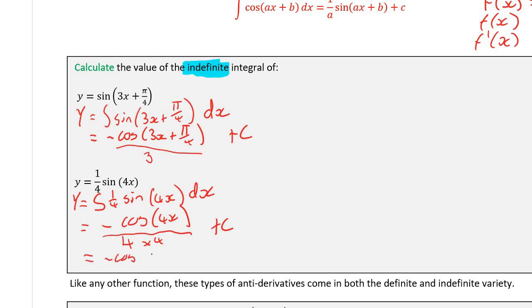Equals negative cos 4x over 16 plus c. Okay, so the c is 7? Because the c is just some constant.